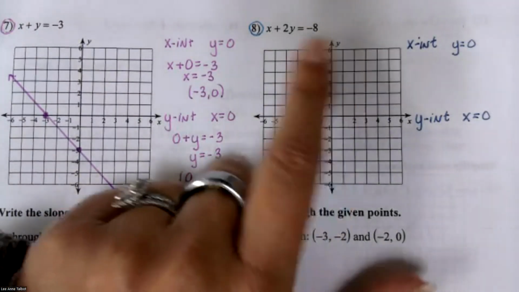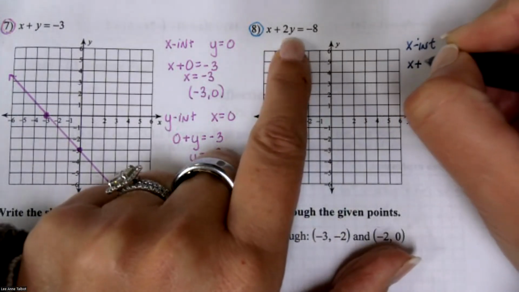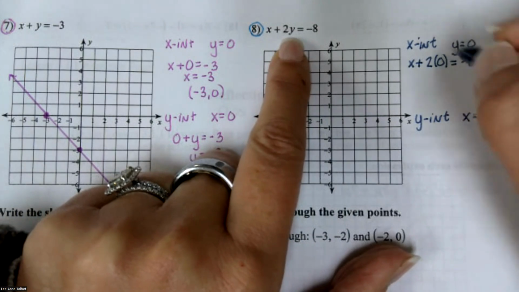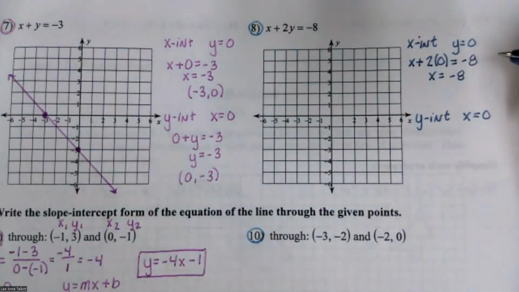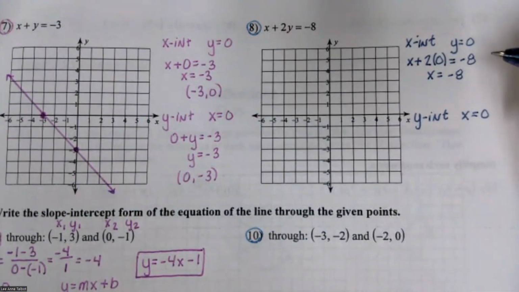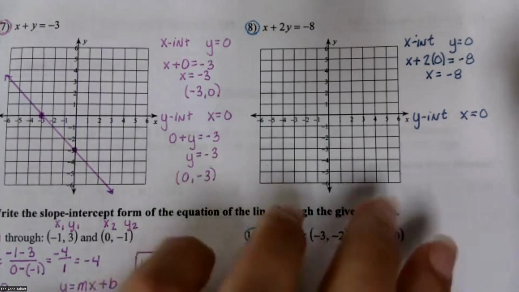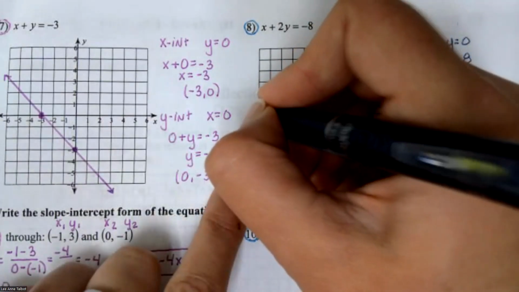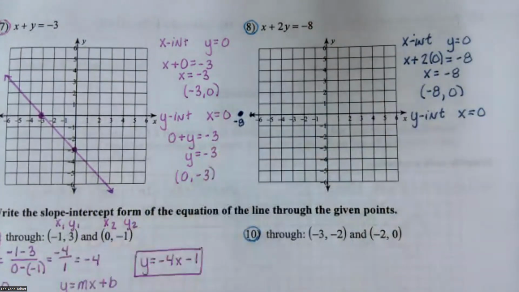Okay, so we're going to do two problems. The first problem, we're going to put 0 in the y spot. So x plus 2 times 0 equals -8. X equals -8. Why would they give me one that goes off the graph so far? It's fine. -8, 0. Okay, so I'm just going to make little marks over here. -8, 0 is over there.